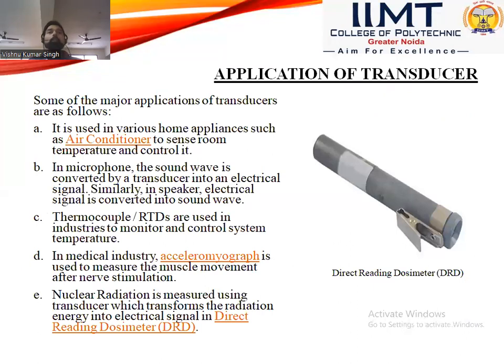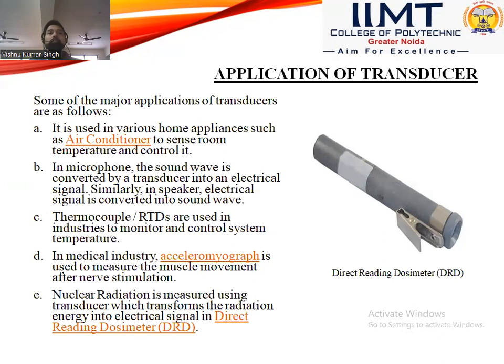Now, what are the applications of a transducer? Some of the major applications of a transducer are as follows. It is used in various home appliances such as air conditioner to sense room temperature and control it. In microphone, the sound wave is converted by a transducer into an electrical signal. Similarly, in speaker, electrical signal is converted into sound wave.